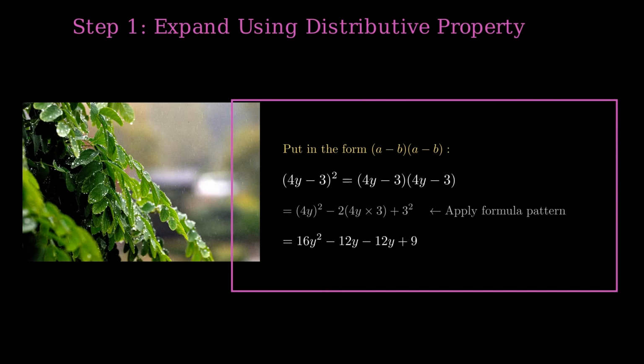The quantity 4y minus 3 squared is equal to 4y minus 3 times 4y minus 3. Let's expand the terms step by step. 4y times 4y gives 16y squared. 4y times minus 3 is minus 12y. Then, minus 3 times 4y is another minus 12y, and minus 3 times minus 3 is positive 9.